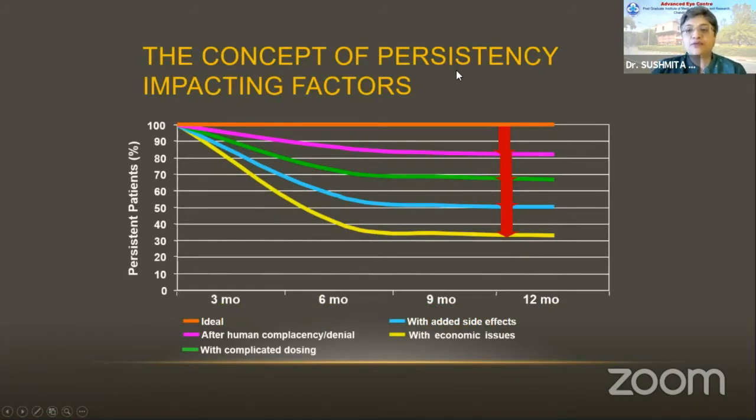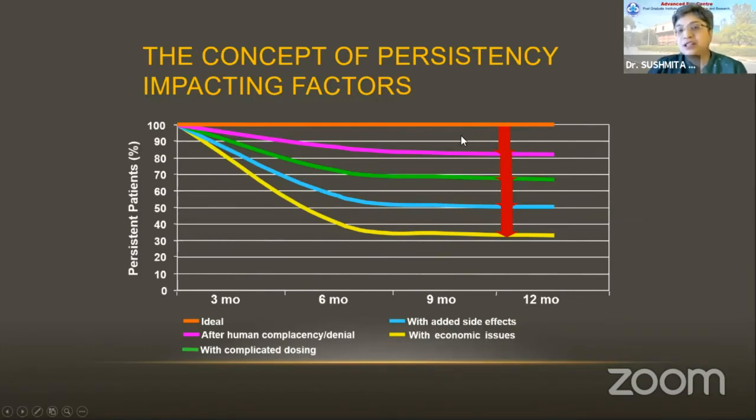So the concept of persistency impacting factors, this I found a very, very interesting graph. It says that if it's ideal, then it would be 100% compliant if there's nothing else. But then we are humans, we're not robots. So after human complacency or denial, it drops to about 80%. With complicated dosing, it would drop further. With added side effects, it drops to about 50%. And if you have economic issues, it drops to about 40%.